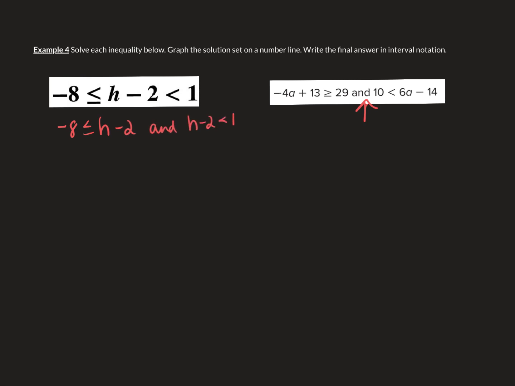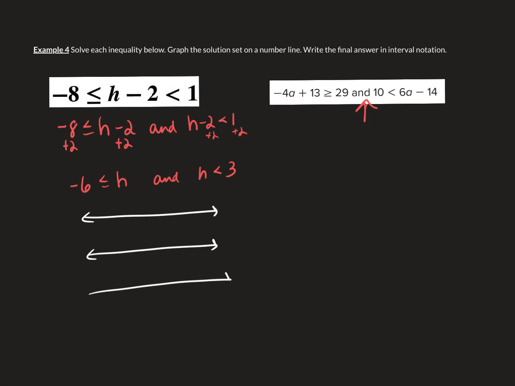So we're going to solve both of these. We're going to add 2. -6 is less than or equal to h, and I'm going to add 2. H is less than 3. I'm going to graph both of those on a number line, and then I'm going to put their intersection on this final number line. So we're going to draw 3 number lines. I'm going to color in the first.